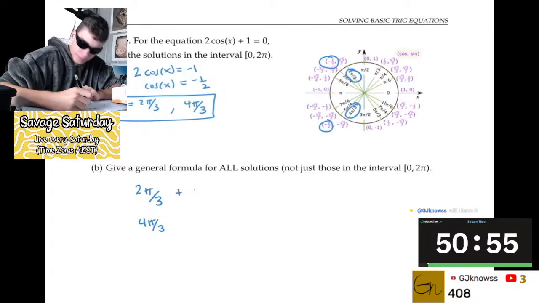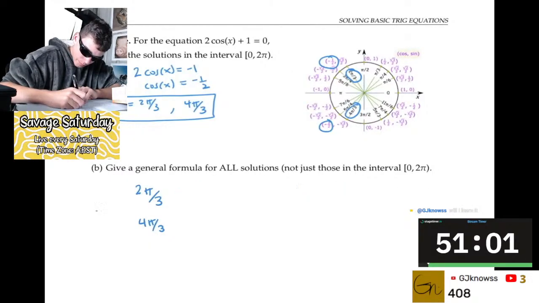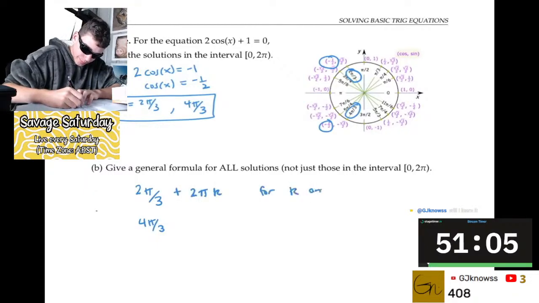For example, 2 pi over 3 plus 2 pi, or 2 pi over 3 minus 2 pi, 2 pi over 3 plus 4 pi, and so on. A much more efficient way to write this is to write 2 pi over 3 plus 2 pi times k, for k any integer. That is, any positive or negative whole number or 0.